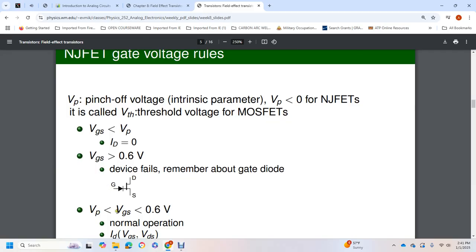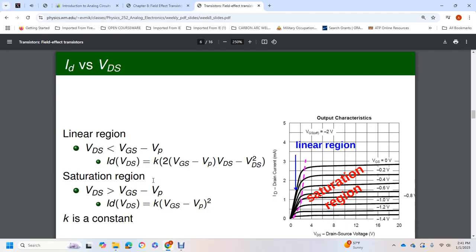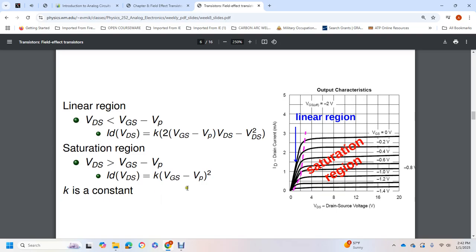When the pinch-off voltage is less than the gate-source voltage, which is less than 0.6 volt, that is normal operation. The drain current depends on the gate-source voltage and the drain-source voltage. In the linear region, the drain-source voltage is less than the gate-source voltage minus the pinch-off voltage. In the saturation region, the drain-source voltage is greater than the gate-source voltage minus the pinch-off voltage. K is a constant. The plot shows the linear region and the saturation region, with drain-source voltage and current in milliamperes.